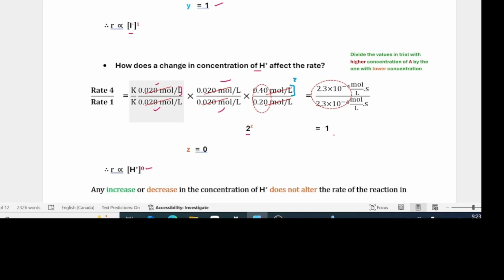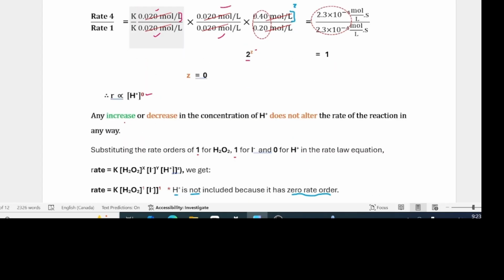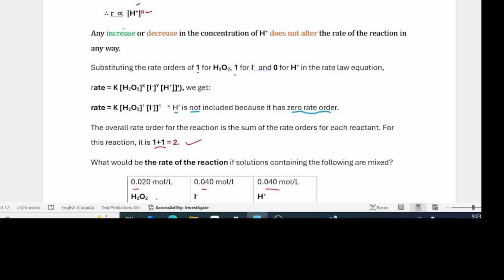And again, we know that z is going to become 0 because any quantity expressed to an exponent that gives an answer 1, then this exponent is equal to 0. What does that tell you? That any increase or decrease in hydrogen ion concentration would not alter the rate of the reaction anyway. So we say that the rate of the reaction is proportional to the concentration of hydrogen ions raised to the exponent 0.